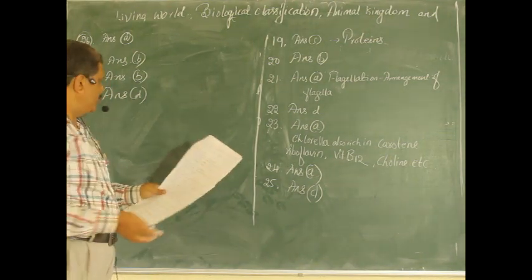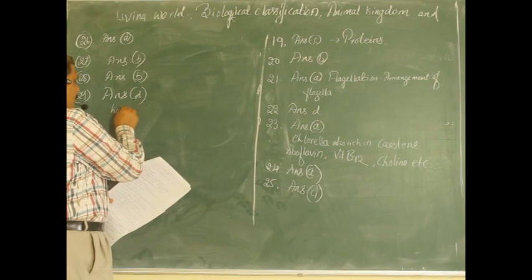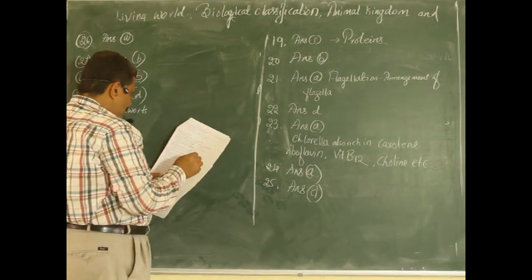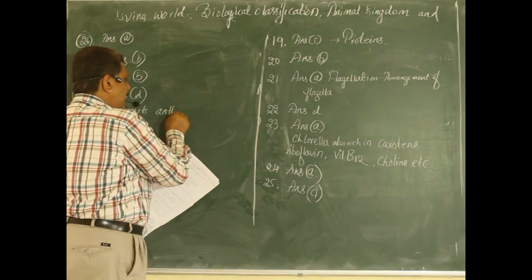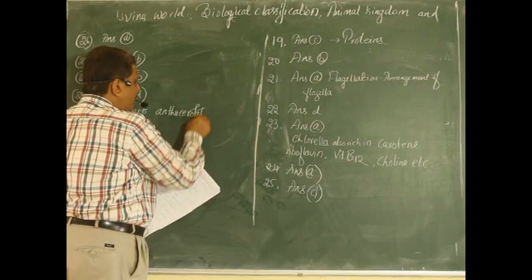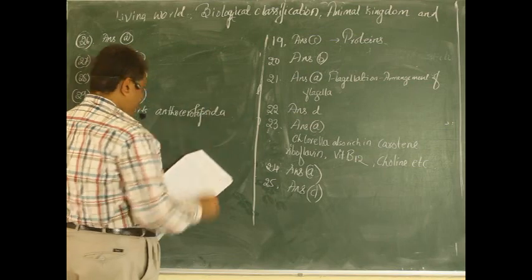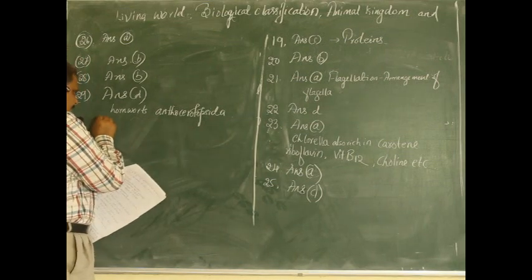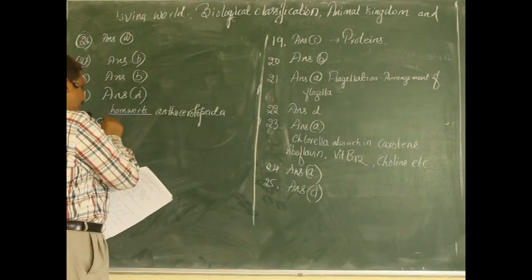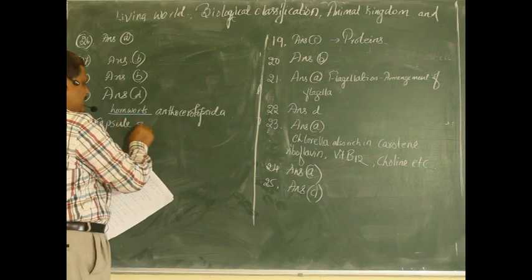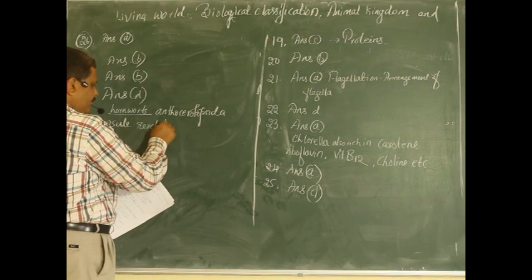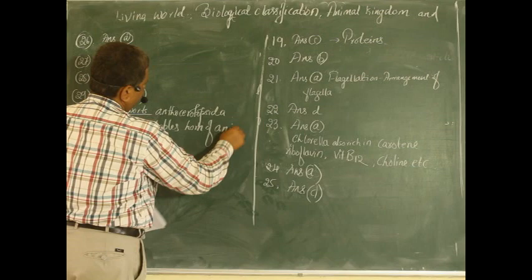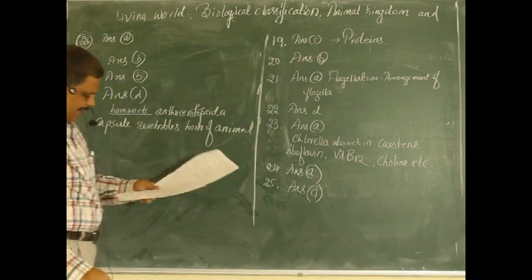Why do hornworts belong to Anthocerotopsida? They are called hornworts because the capsule resembles the horn of an animal.